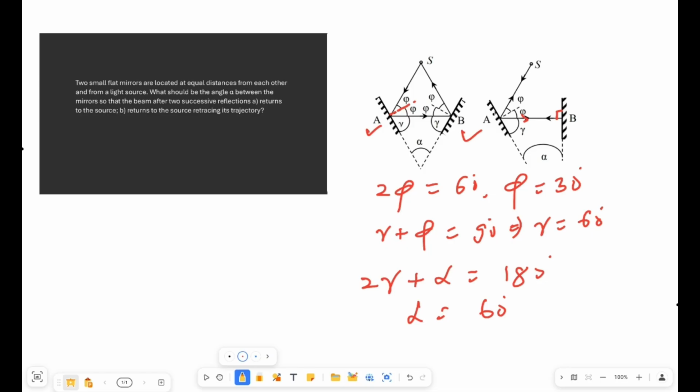And if this is the case, phi is already equal to 30 degrees, then from this triangle, gamma plus 90 plus alpha equals 180 degrees. Gamma is already equal to 60 degrees, so 60 degrees plus 90 degrees plus alpha will be equal to 180 degrees, and that gives you alpha equals 30 degrees. So in the first case alpha is going to be 60 degrees, and in the second case alpha is 30 degrees, as you can see in the solution diagrams.